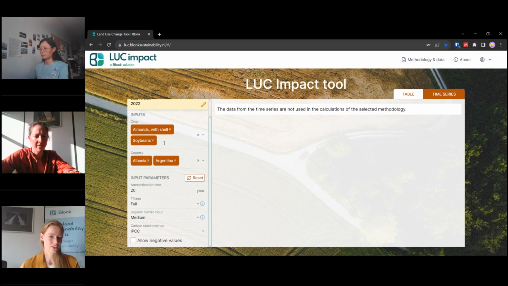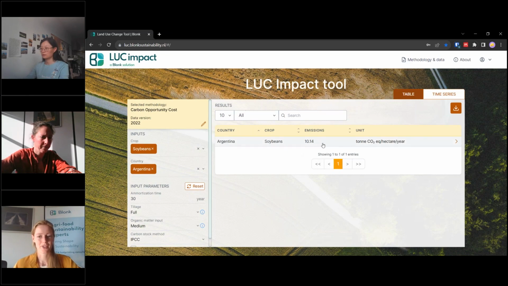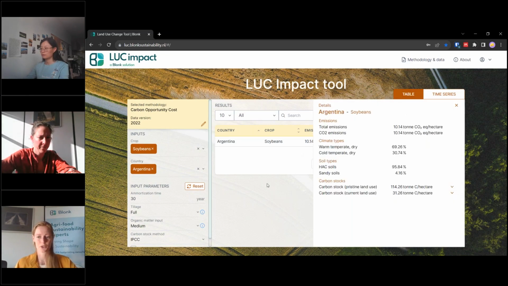So again, you can select certain crops and certain countries, but the rest of the parameters are a bit less elaborate. You can, for example, choose your amortization time. So let's set it to 30 years. Yeah, I was still in time series. And it will show a similar results pane.